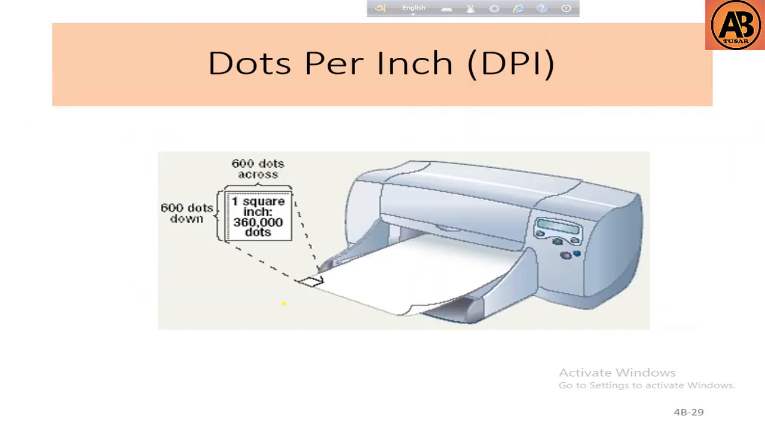So what is DPI? DPI means dots per inch. Here you can see a square inch. Here you can see 60 dots down and 60 dots across. That means 60 times 60, 3,600 dots in a square inch. So this is called DPI, dots per inch. How many dots are present in a square inch is known as dots per inch.